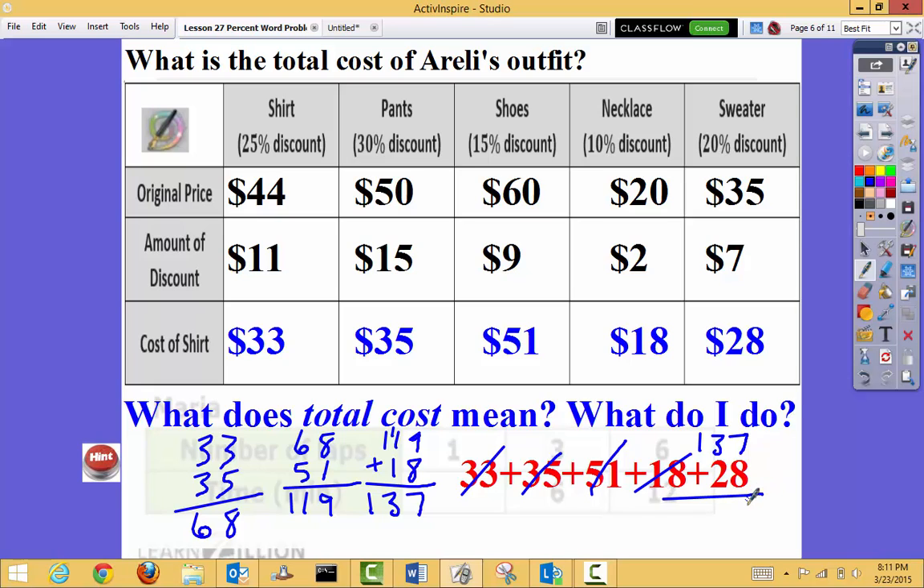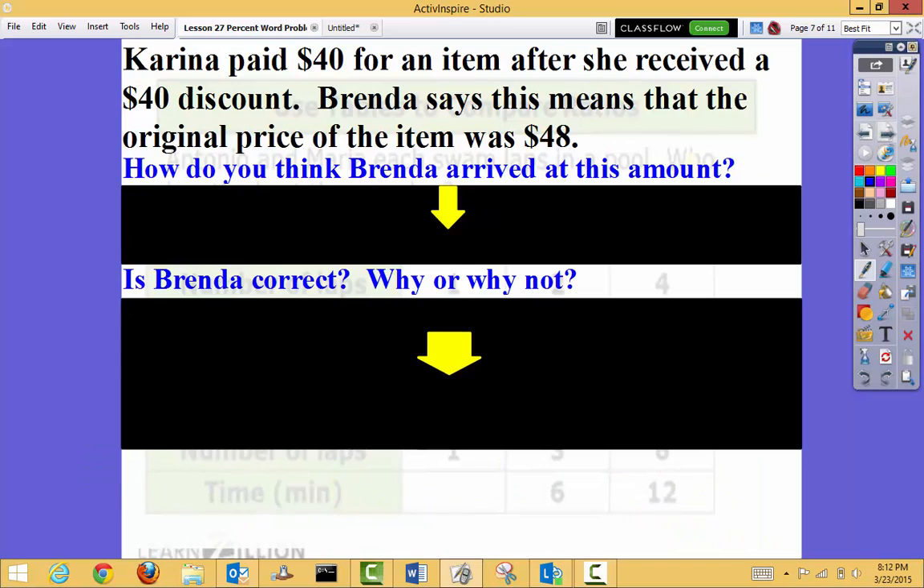Plus 28 is 165. So how much is it going to cost in total for Aurelia to buy all this? Well, it's going to cost $165 if she wants to get this outfit. Alright, let's go on to this next one.